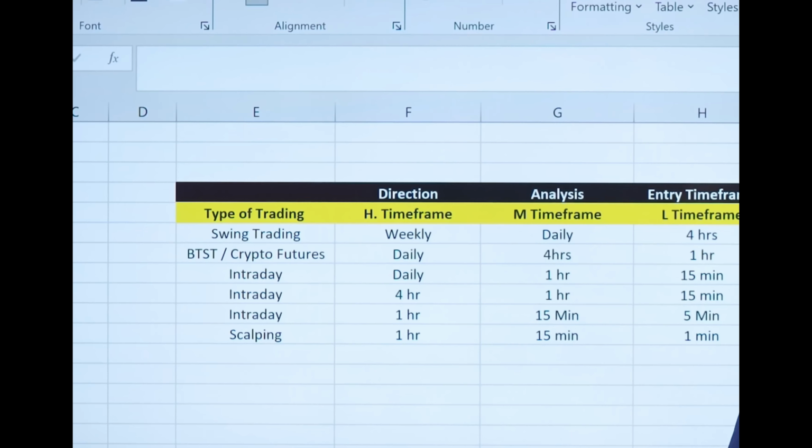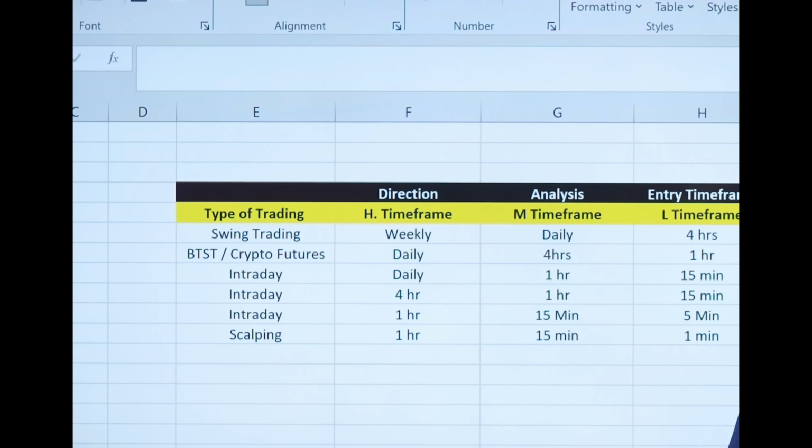Besides this, if you assume you are doing BTST or working in crypto futures where you want to take a trade for 10 hours, 12 hours or 1 or 2 days, then in this scenario, your higher time frame to determine the market direction will be daily. Besides, you can do market analysis in a 4-hour time frame and take entries in a 1-hour time frame. And whenever I tell you about trading in crypto futures, I tell you that trading in a 1-hour time frame would be better. You can either take a screenshot of it or note it down.